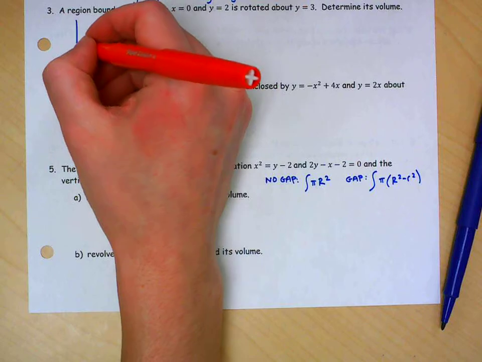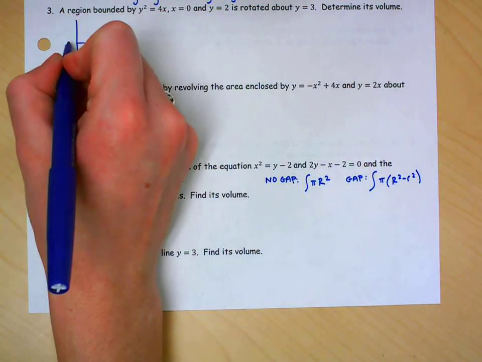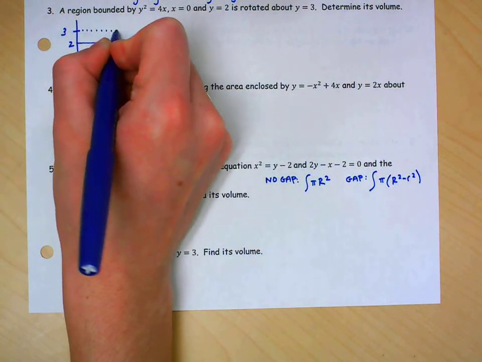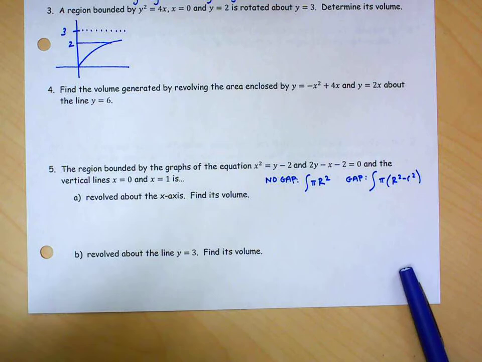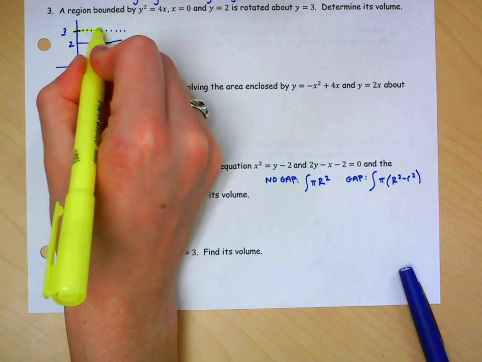And this is what I'm going to be revolving. I'm revolving around the line y equals 3. So this was 2. This was 3. And in class I said that it can be helpful to highlight what we're revolving around. You won't get a highlighter on the AP exam, but for right now I think it can be a helpful tool to help us figure out if there's a gap or not a gap.